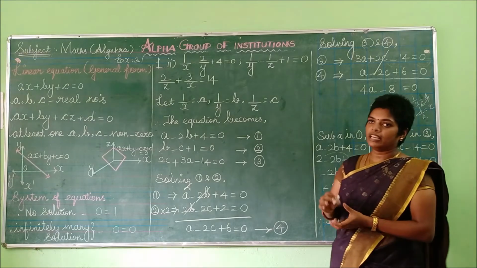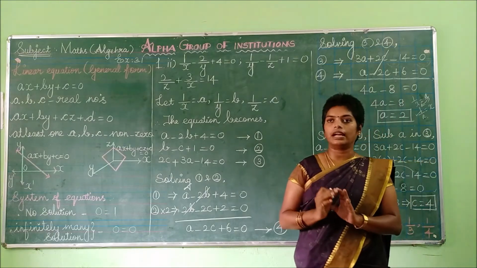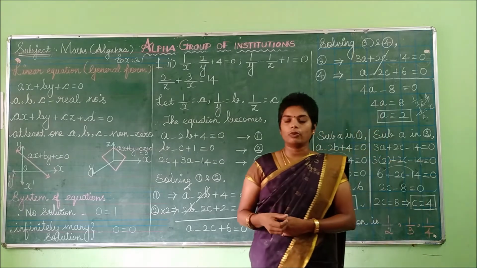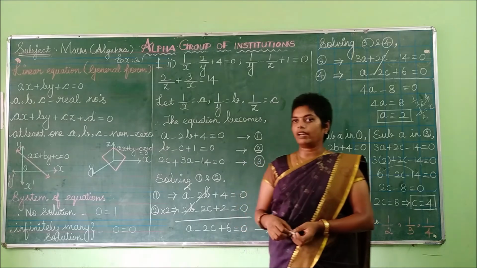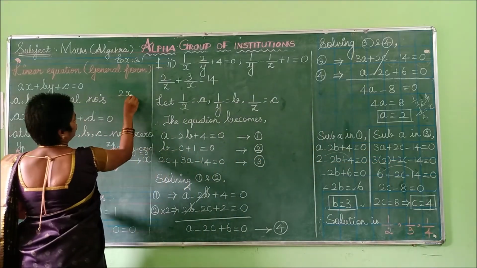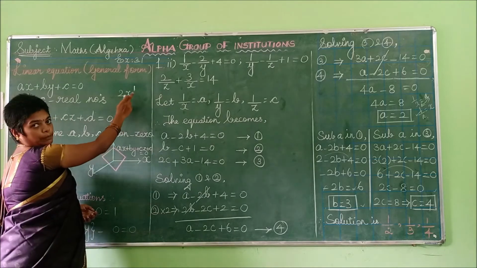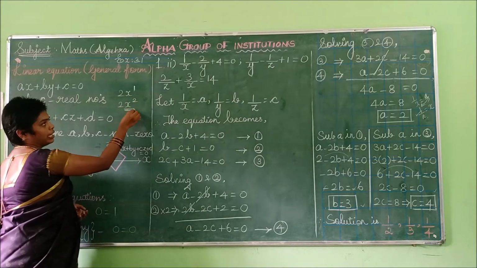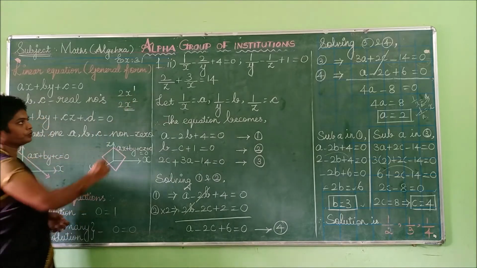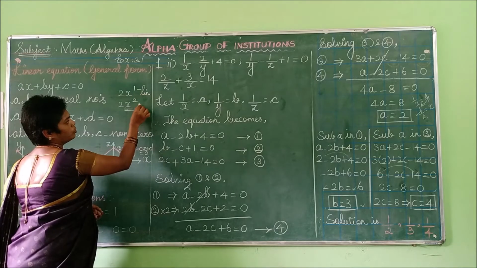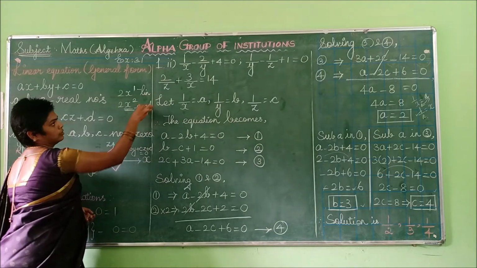So listen, a linear equation means it contains only the first degree, only 1 degree. But a quadratic equation means the power value will be 2. In a linear equation, the power value is 1, like 2x power 1. But for a quadratic equation, the variable power will be 2. If it is 1, it is linear. If it is 2, it is quadratic.